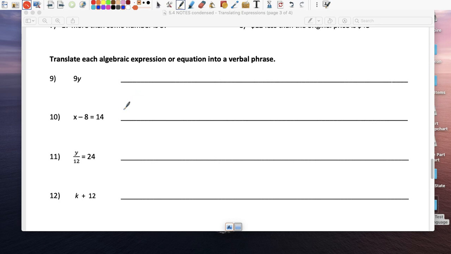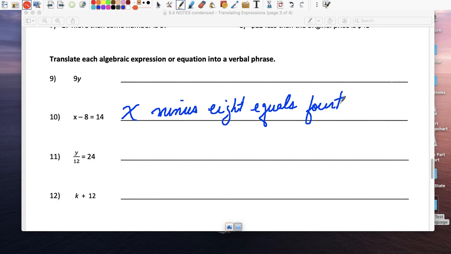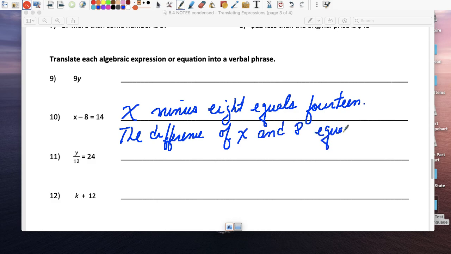Here we have x, we can call that x minus 8 equals 14. Okay, you can say the difference of x and 8 equals 14. That's okay too.